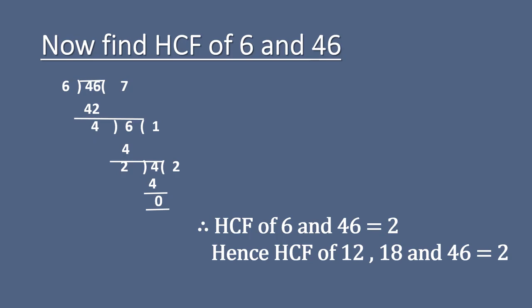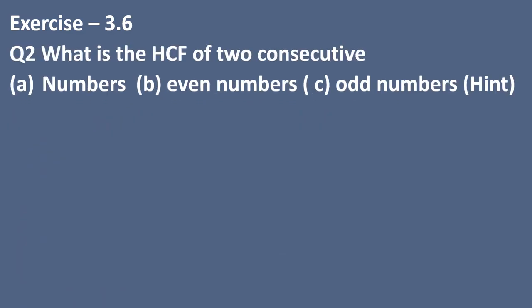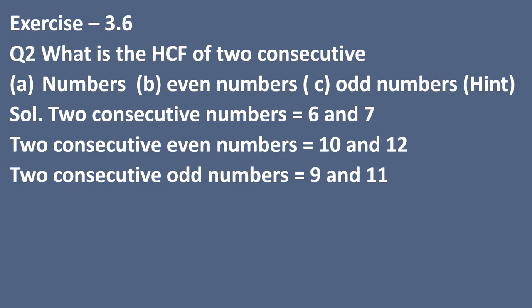Now see one question of exercise 3.6. This is question number 2. I have given you only the hint of this question. I have not solved it completely. Question number 2 is: find the HCF of 2 consecutive numbers. Consecutive I have told you. Okay. First of all you have to take 2 consecutive numbers, any 2. Then you have to take any 2 consecutive even numbers and then you have to take any 2 consecutive odd numbers.